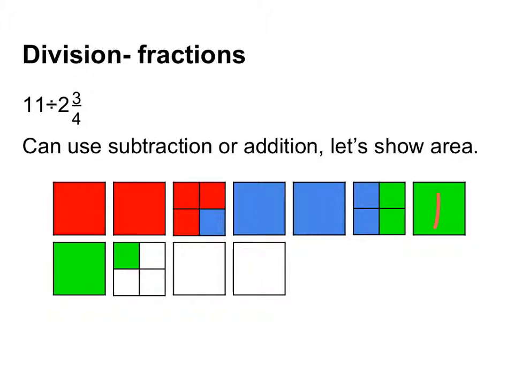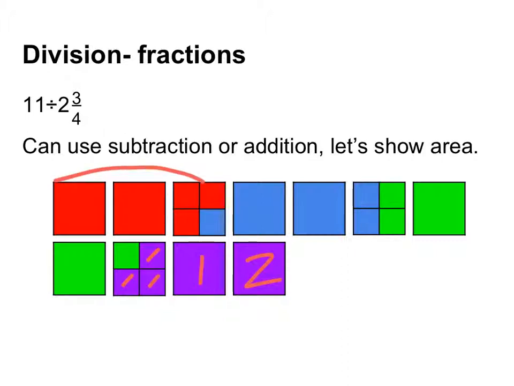So now I have 1, 2, 1/4, 2/4, 3/4. Go one more time. So now I have 1, 2, 1/4, 2/4, 3/4. So looking at my picture then, I have 2 and 3/4 exactly 1, 2, 3, 4 times. So 11 divided by 2 and 3/4 is 4.